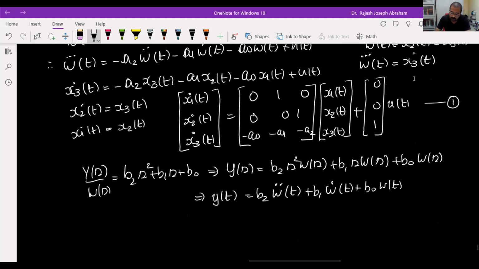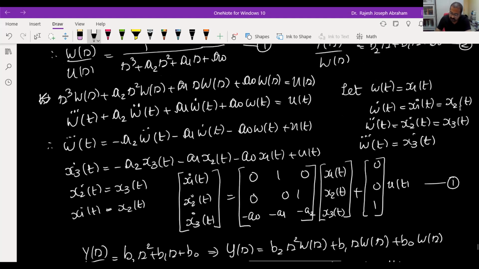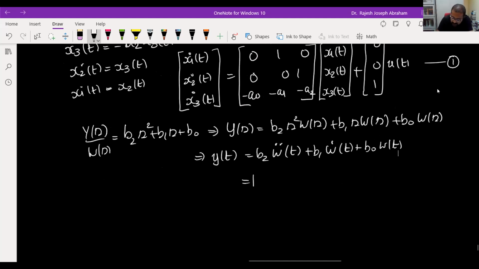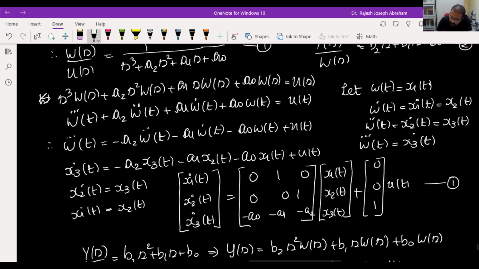Okay, but what is W? W of t is x1, w dot is x2, w double dot is x3. So we can write this as b2 into, what is w double dot? It is x3.